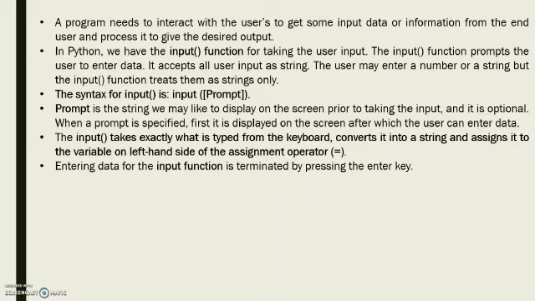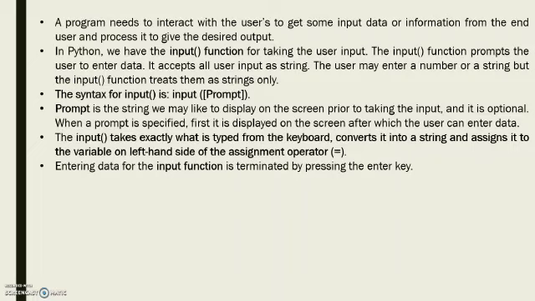When a prompt is specified, first it is displayed on the screen, after which the user can enter data. So whenever the screen appears of a Python interpreter window, the prompt is first shown on the screen and afterwards we can enter our input. The input takes exactly what is typed from the keyboard, converts it into a string and assigns it to the variable on the left hand side of the assignment operator equal to.